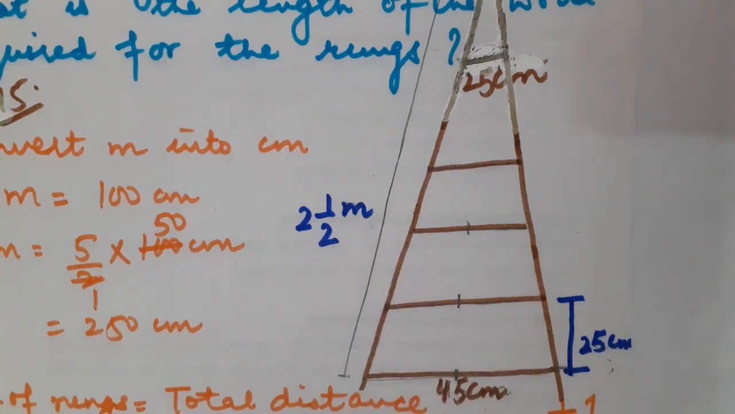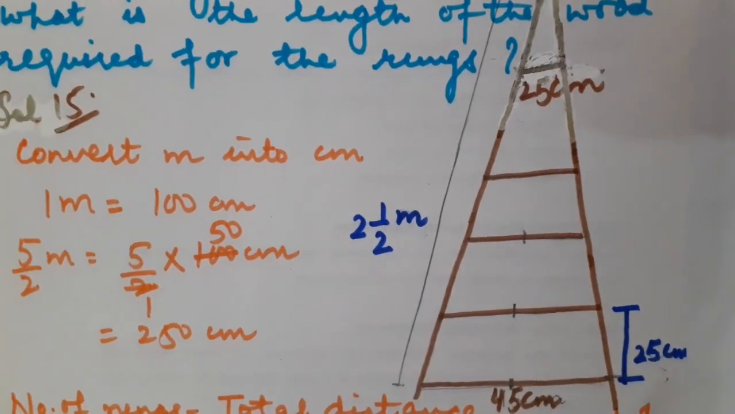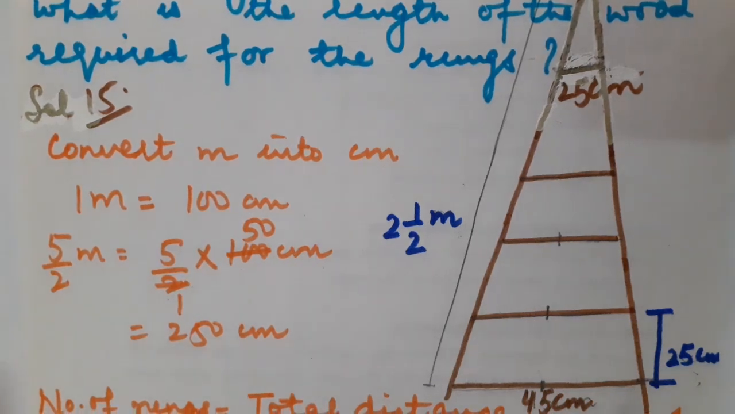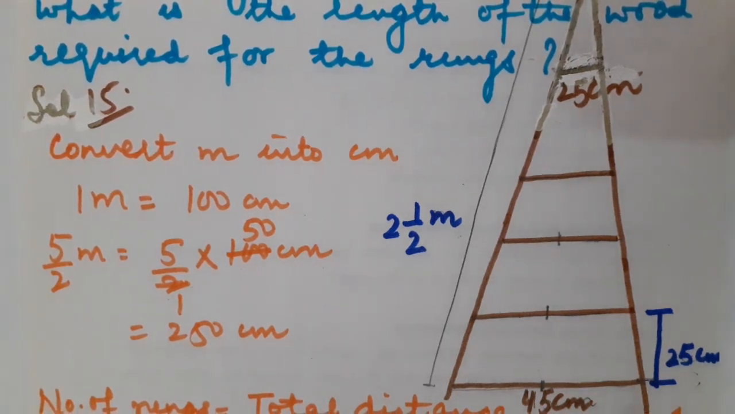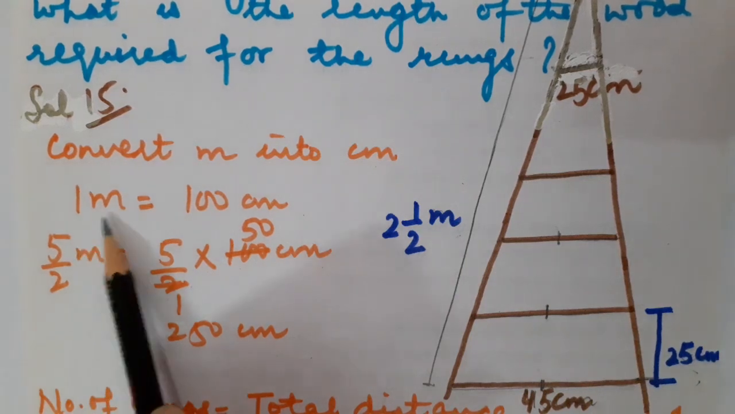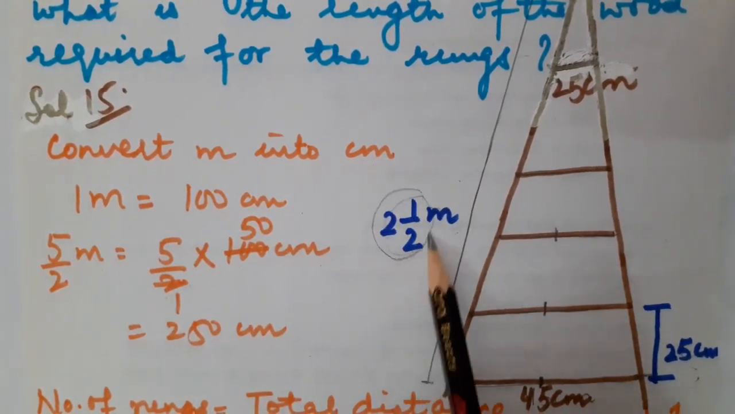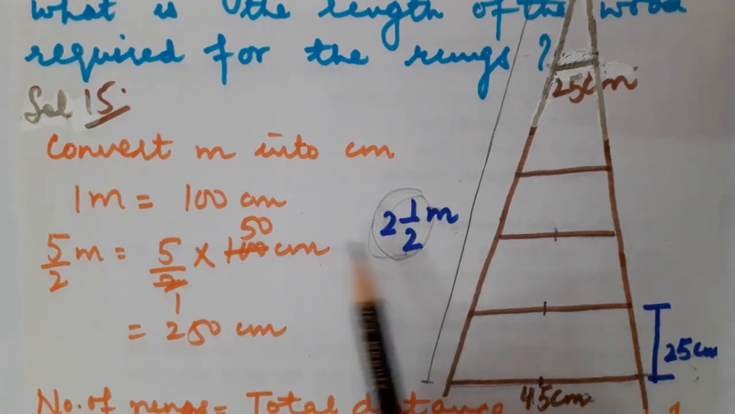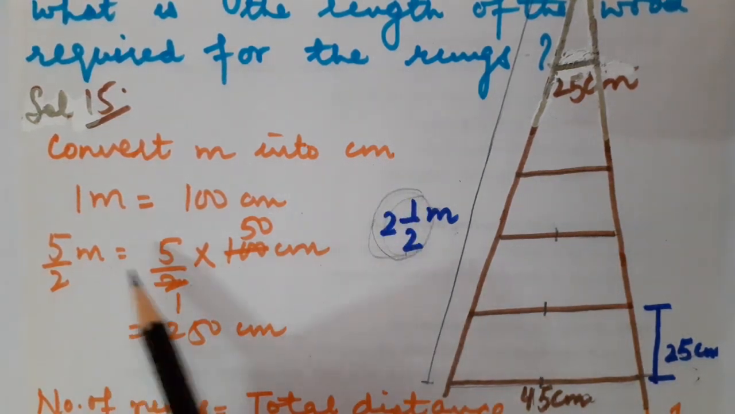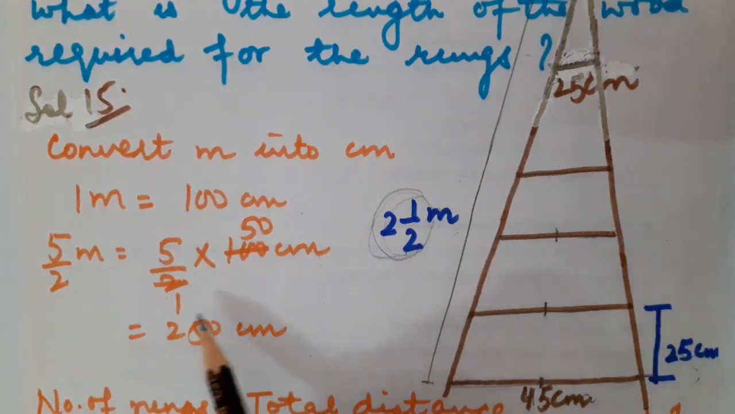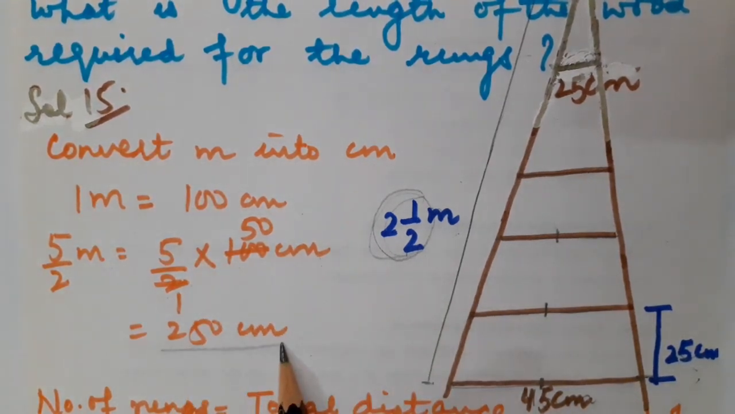Children, as you can see that rest of the units are in centimeter, but the total distance is given in meters. So first of all, we need to convert it. So convert meter into centimeter. You know 1 meter is equal to 100 centimeter. So this is a mixed fraction given, go for its improper. It would become 5/2 meter is equal to 5/2 into 100 centimeter. So that would give you 250 centimeter is the total distance between the top and the bottom rung.